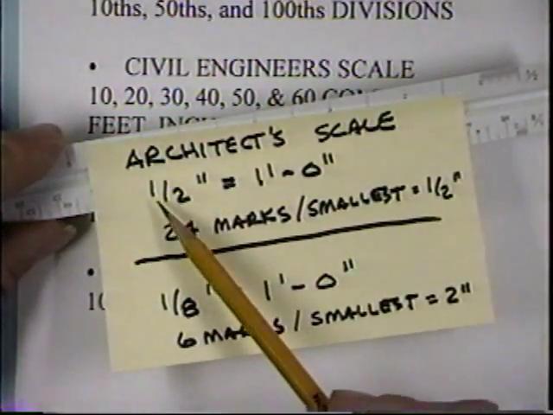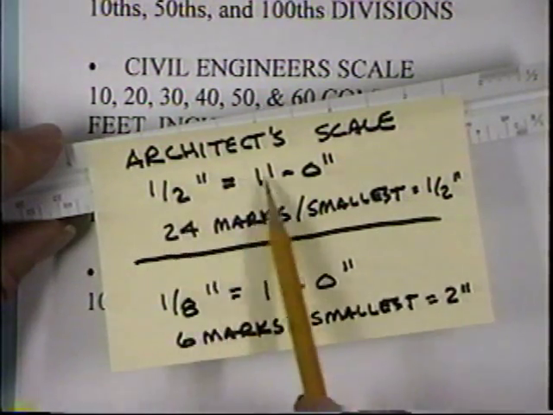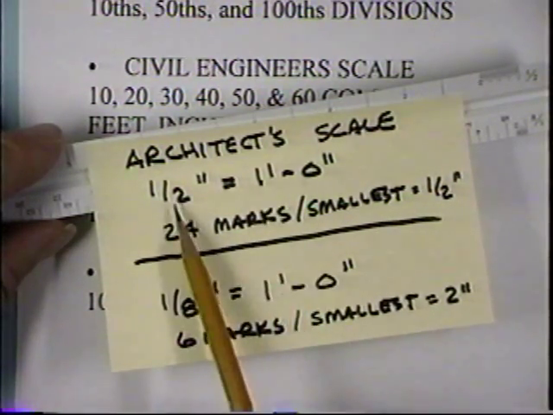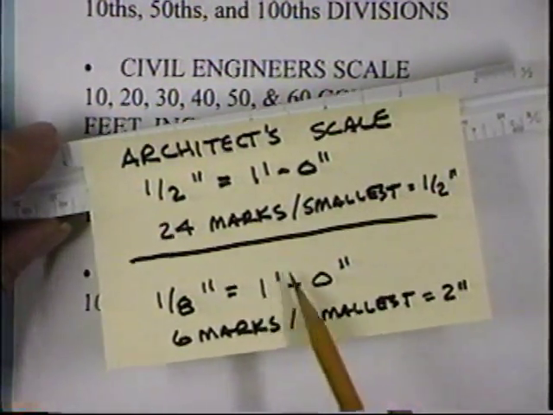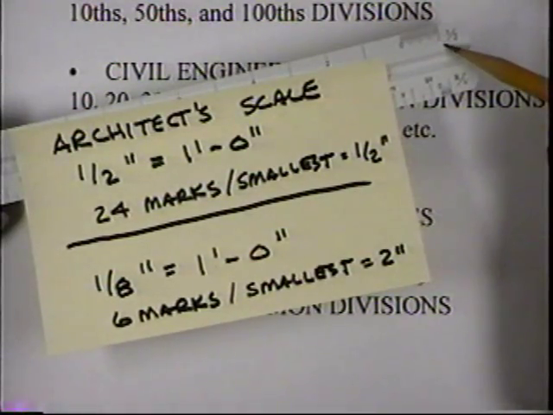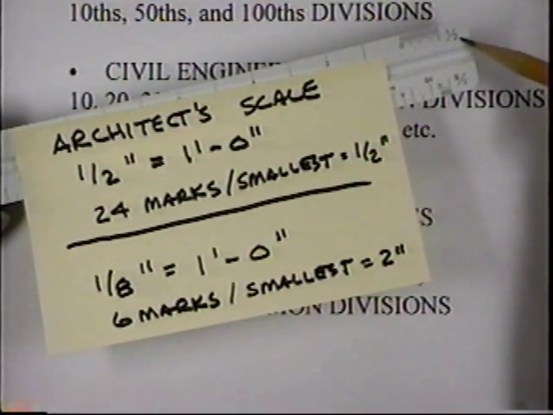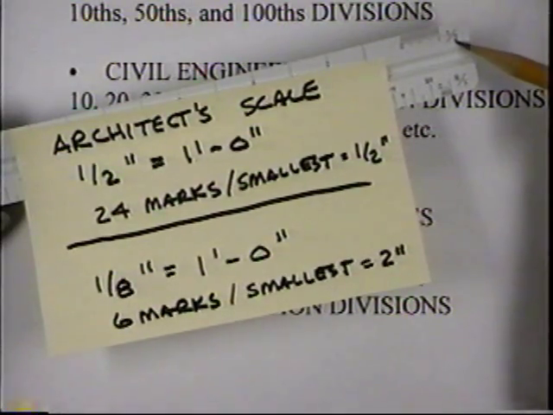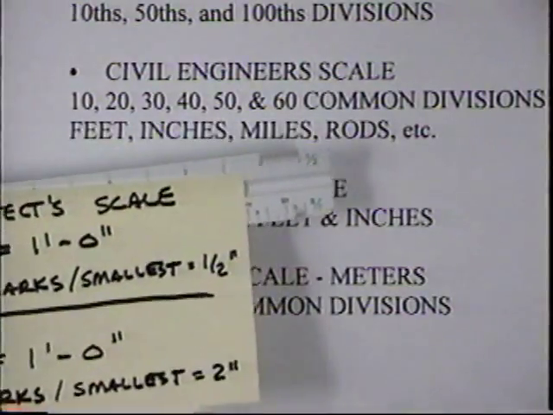We'll look at the ½ inch will always be equal to feet, so we work with 2 units in architecture, inches and feet, inches and feet. And the two that we'll look at here is ½ inch equals a foot, and 1/8 inch equals a foot. And you'll notice that with the ½ inch equals a foot, we have a total of 24 marks. So let's go in there and check those 24 marks.